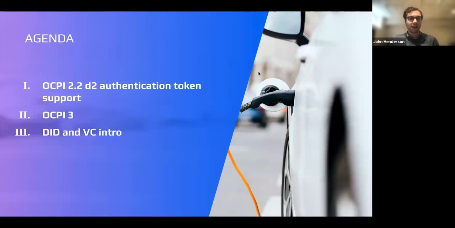So for today, the agenda is to talk about the change to the authentication token support that is included in OCPI 2.2 D2, but that we also now support in the OCN, and talk a bit about OCPI 3, and then go through some DID and VC information and talk about potential use cases for the OCN as well.